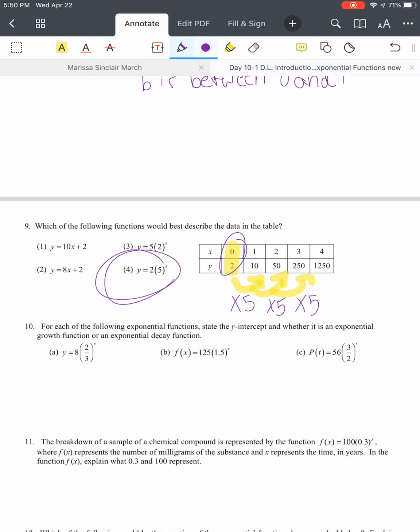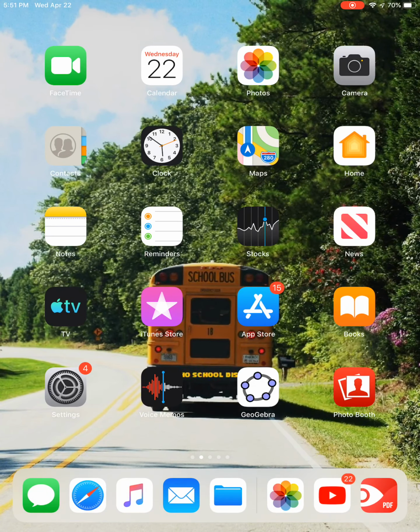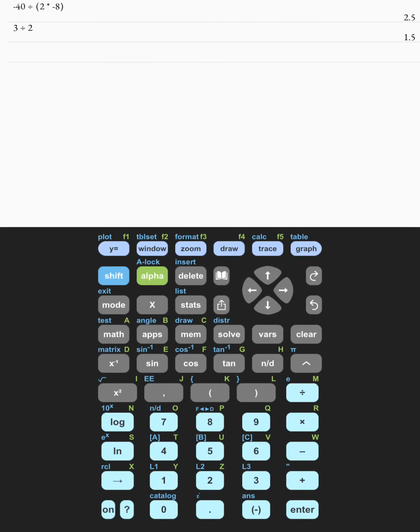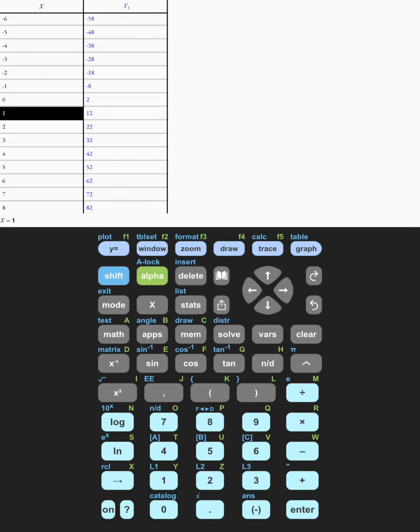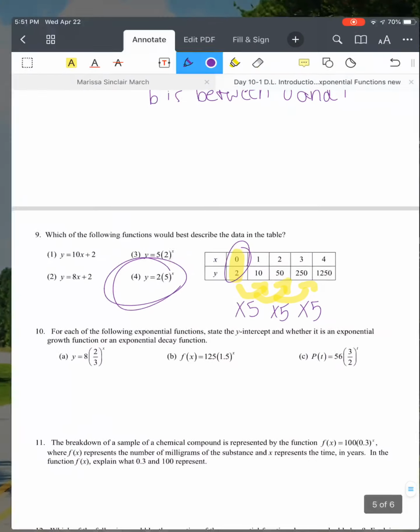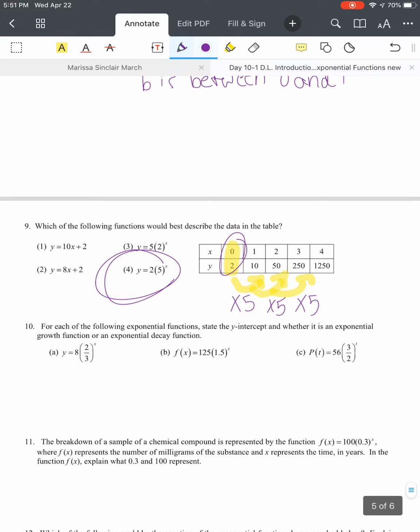But if we want to do it using the calculator, I think that might be a good idea so we can see what it would be. So if we go to our calculator, we can try each choice and look at the table to see if it matches up. So the first choice is 10x plus 2. So let's go to the y equals, 10x plus 2. And then let's go to the table. 0, 2, 1, 12. I don't believe that's what we're looking for. So no good on choice 1.